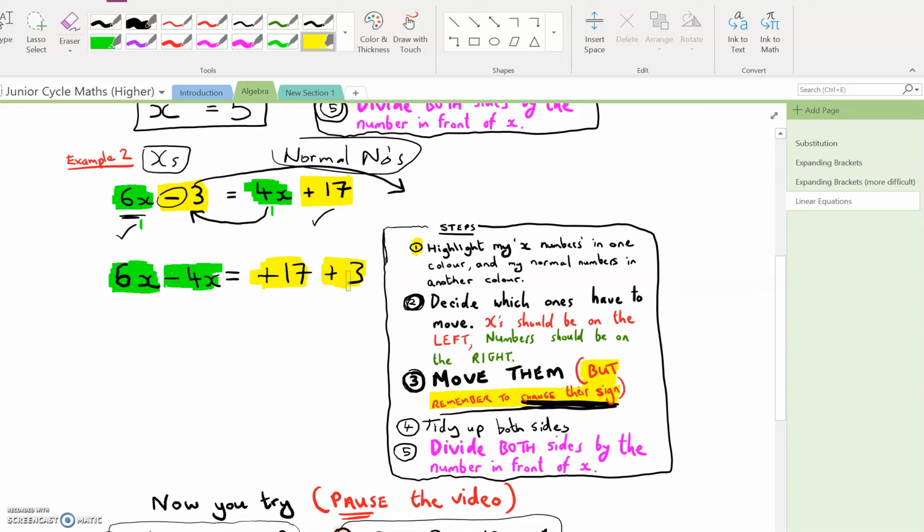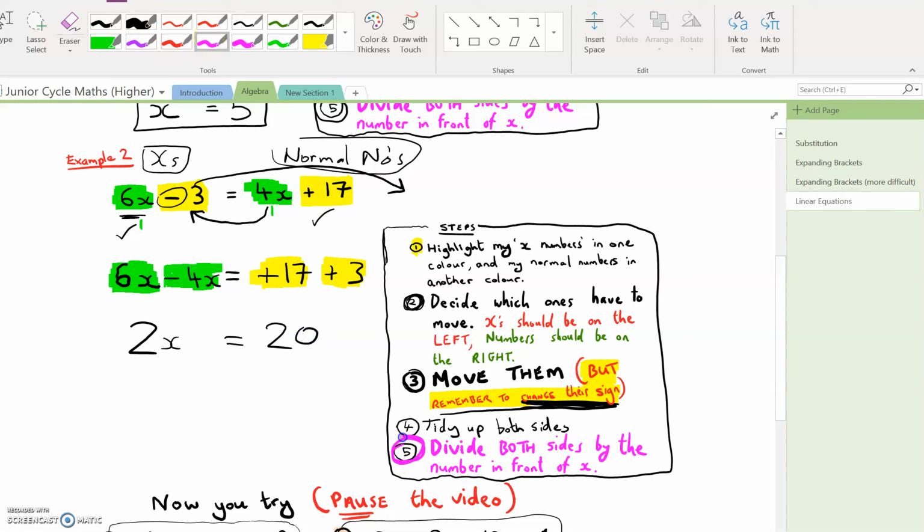Okay, we've tidied up. Now we've got to use our calculator to tidy up this left hand side and then this right hand side. So let's do the left hand side first. 6 take away 4, 2. But of course we remember to put on our x's. 17 plus 3, 20. Can you remember the last step?